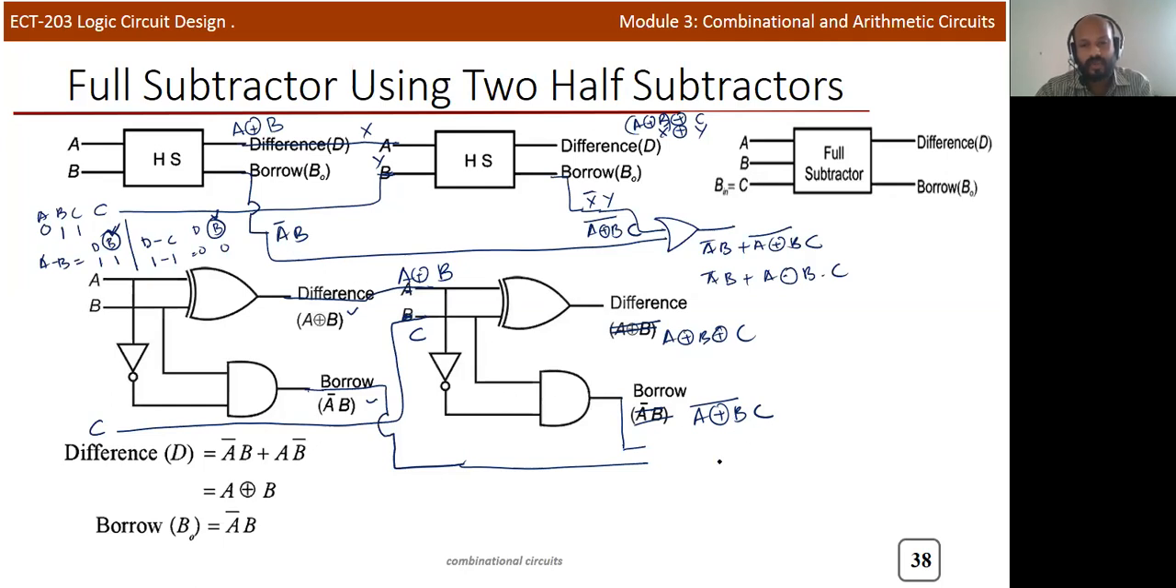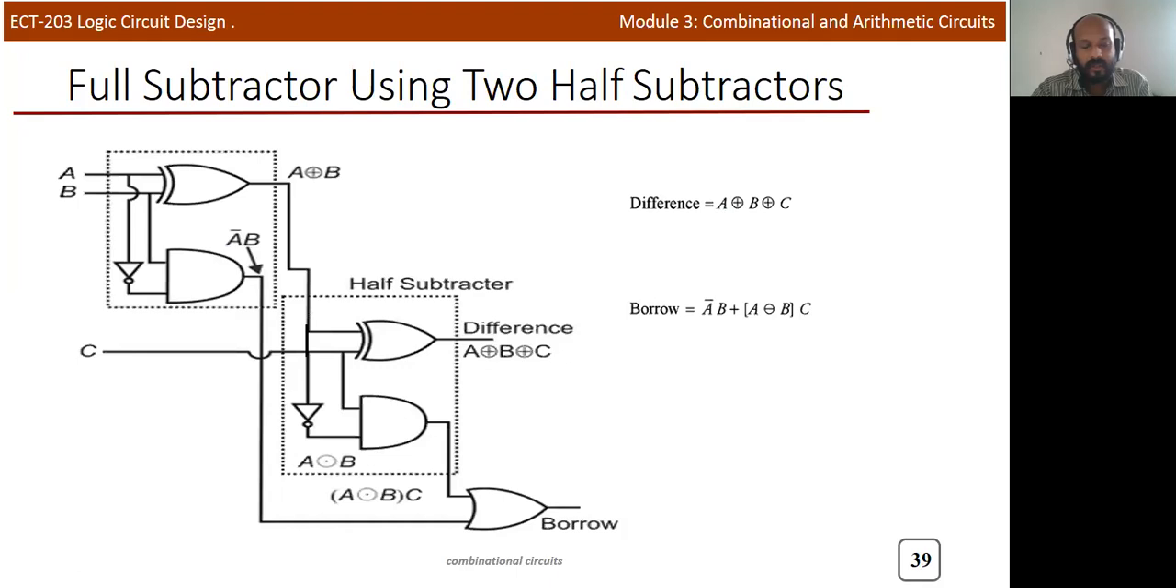So there are the two inputs. Now we need to XOR these two, two operations. So this is the final circuit. The first one is a half subtractor, and the second one is also another half subtractor. So half subtractor 1 and half subtractor 2. This is the final difference equation and this is the borrow equation. This is the concept of how we can implement a full subtractor using half subtractor circuits.